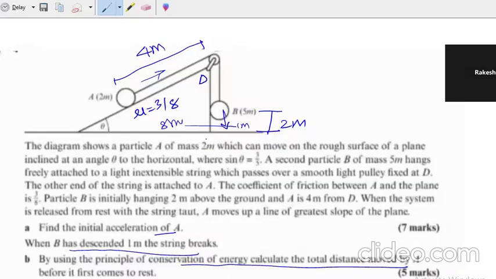First is, this shows a particle of mass 2m. So this is 2m. They don't even give the kgs, right? So very difficult to calculate, it is 2m, which moves on a rough surface of an angle sine theta.